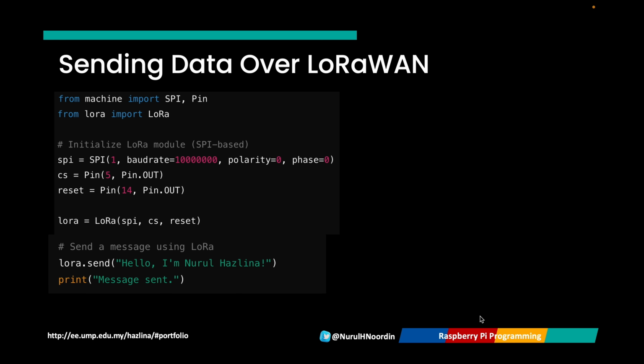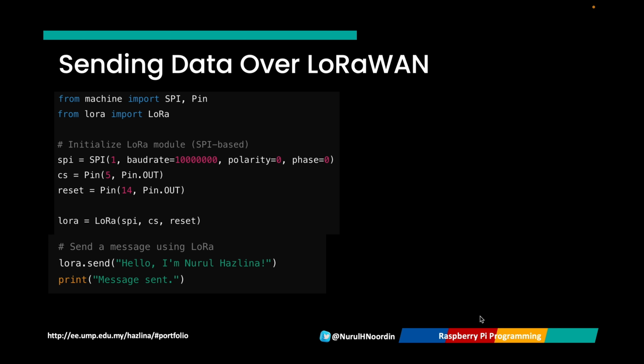Here's an example of sending a message using a LoRaWAN module with Raspberry Pi Pico. We initialize the LoRa module using the SPI interface and send a simple message: Hello, I am Nurul Hazrina. The data will be transmitted wirelessly over LoRaWAN to the nearest gateway. The setup can be expanded to send data in real time.